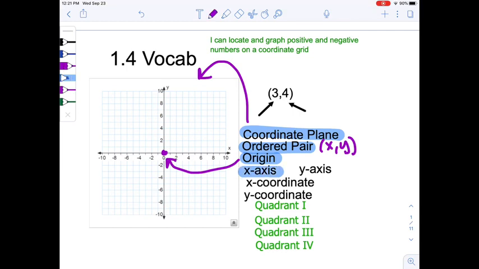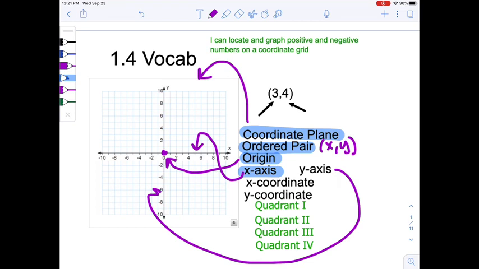The x-axis is the horizontal line, and the y-axis is the vertical line. So y-axis goes up and down, x-axis goes left to right. The x-coordinate is the first number in an ordered pair. The y-coordinate is the second number in the ordered pair.